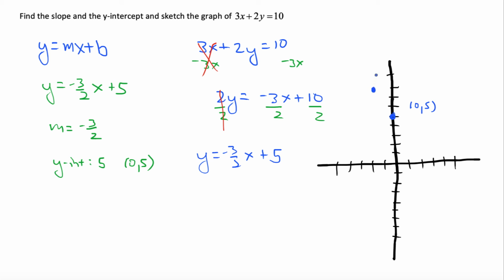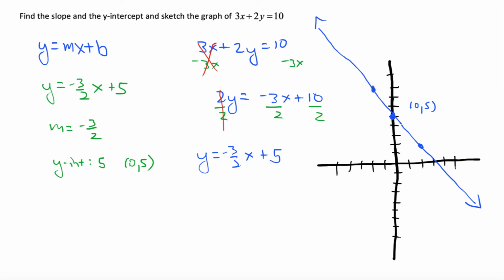And of course, we can keep doing this. We can keep going up 3, left 2, up 3, left 2. But no matter what happens, of course, we should always be at a point on this line. And you realize we can also go what? Down 3 and right 2 units. Okay? So we can go up 3 and left 2, up 3 and left 2, or we can go down 3 and right 2, down 3 and right 2.